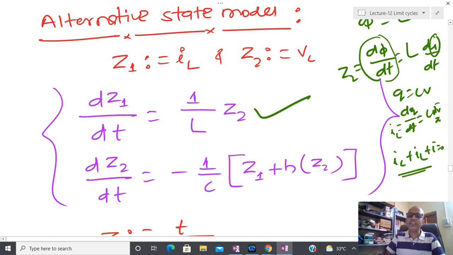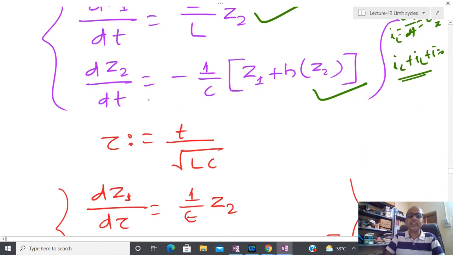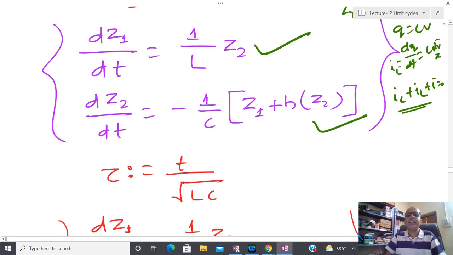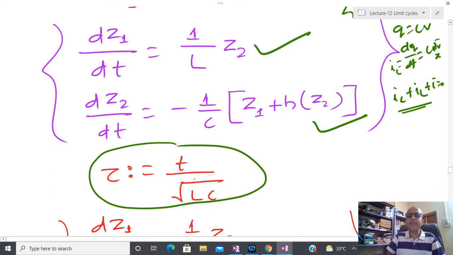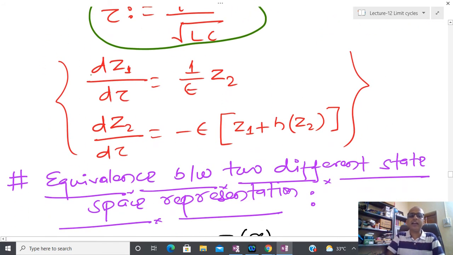So if you substitute inside this, then you will get this expression. Please check it. So the same differential equation can be represented in two different coordinate frames. After that, I am going to change this particular differential equation into another time frame. I am going to scale time by t by root under LC, that is just from the linear equation, and after that you can see that I can represent the system this way.